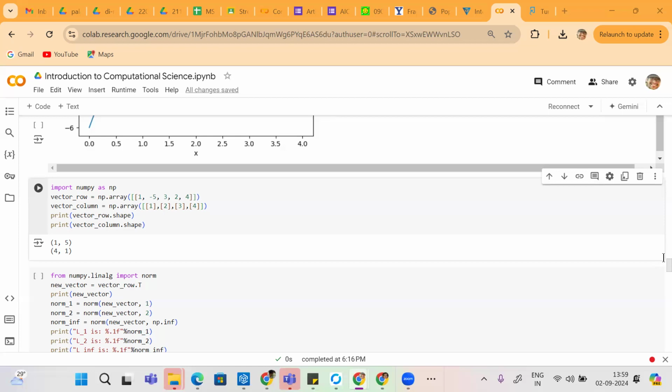Yes, these things I will not discuss here. I will tell you more about it later. What is a list of lists? There you will learn all about this. What happens if you put double brackets? You can also create an array and then take the transpose. Yes, that can also work.